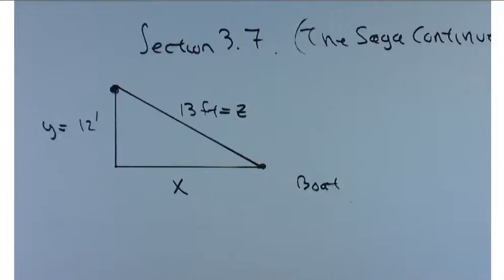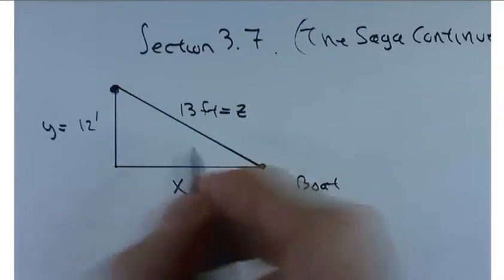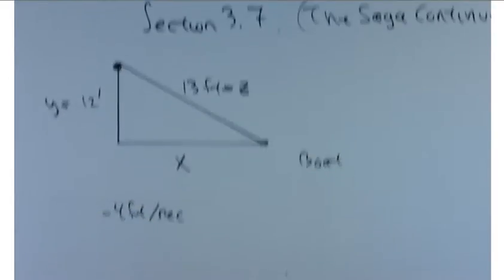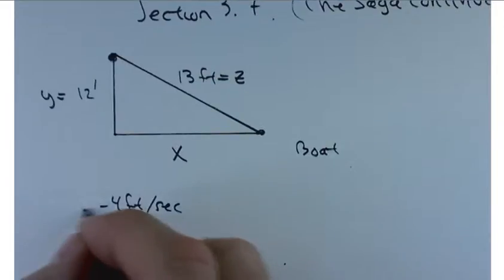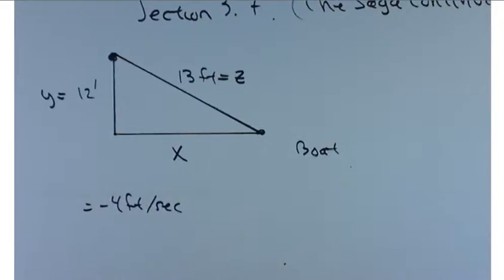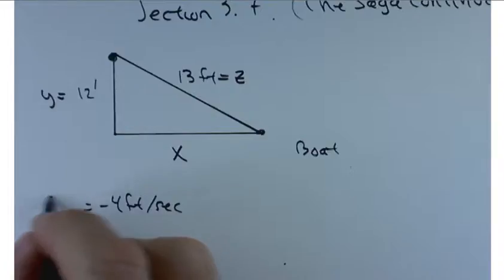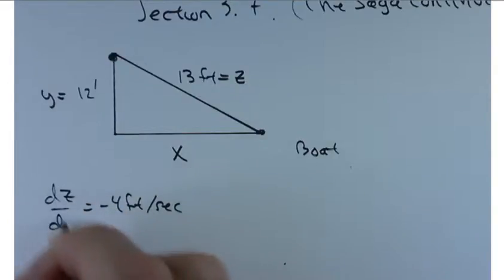Nice. Negative. What else here? What's negative 4 feet per second? Let's not deal with distance and rate and time, that kind of thing. Let's deal with calculus. What calculus expression can I use to denote how that's changing? There you go, dz dt. Nice, dz dt is negative 4 feet per second.